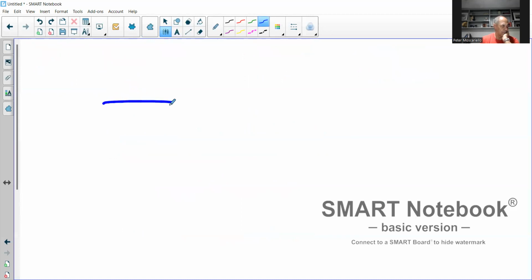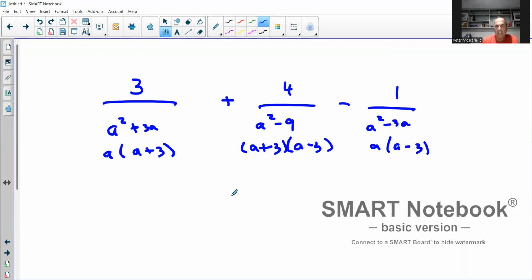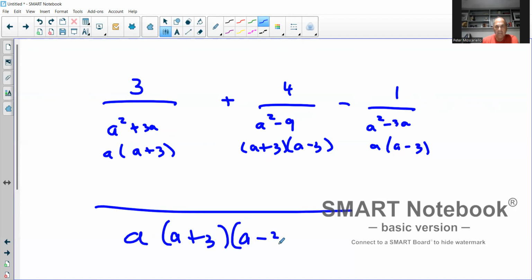All right, so why don't you try this one? Add, subtract. All right, go ahead and try that. All right, so you factor in a and got a plus 3, difference of squares, a minus 3. So your LCD, you need the standalone a plus 3, and a minus 3.